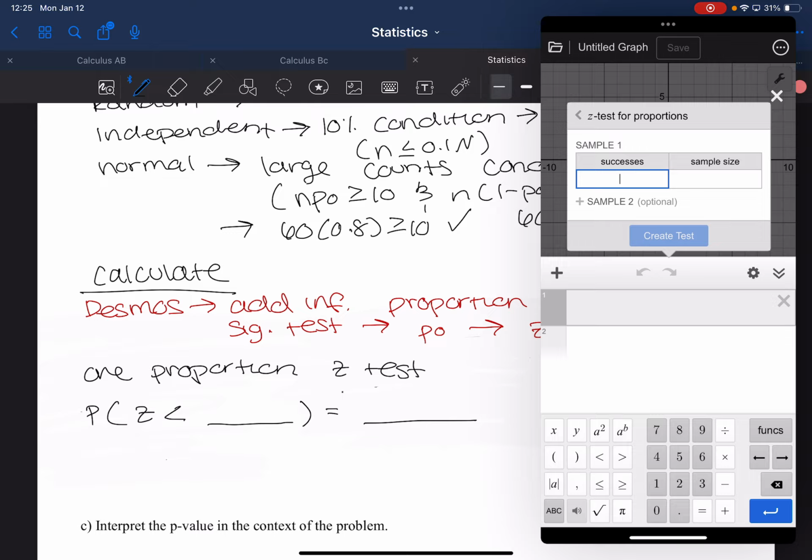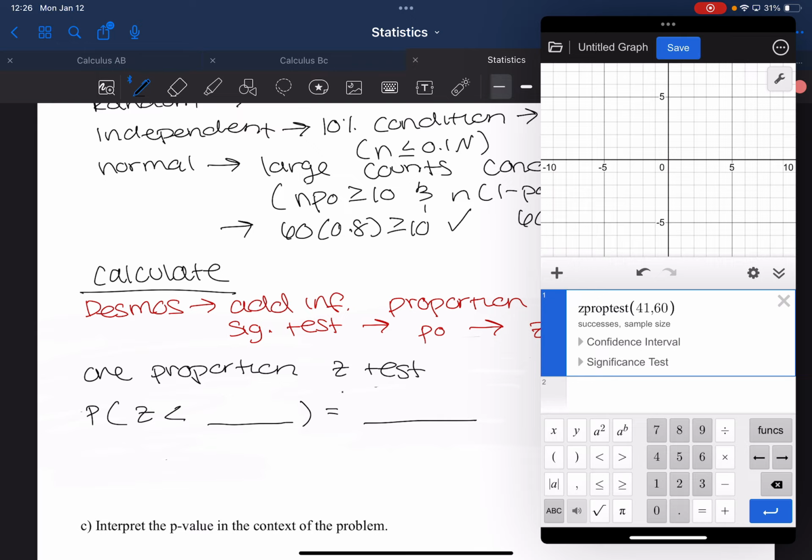And our successes and sample size can be found on how we set up p-hat. So successes is how many people said they had computers, which was what number? 41. And how many people did he sample? 60. So 41 for successes, 60 for sample size. Hit create tests.